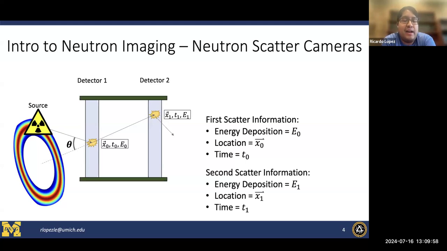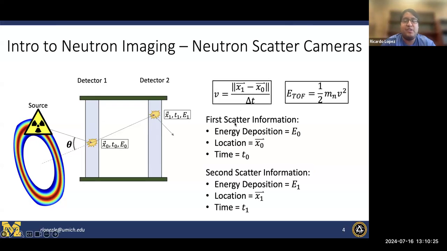Then, if that same incident neutron, after scattering off this first detector volume, goes along its way and happens to hit another detector and undergo a second scatter, then we again have a secondary set of the same kind of metrics as before, i.e., energy deposition, location, and time. And for a neutron, when you have these pieces of data, you can start doing some pretty interesting calculations. Namely, you get the velocity of the neutron as it travels between the two interaction locations. You can do this since you have both the positions in space and the time difference between said collisions.